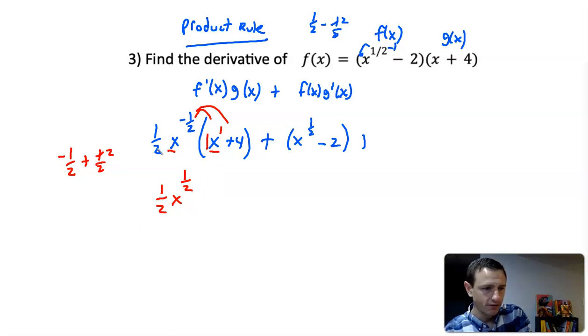And then we have 1/2 x to the negative 1/2 times 4. 4 times 1/2, almost said 4 to the 1/2. 4 times 1/2 is going to be 2. 4 divided by 2 is 2. And I don't have any x there, so x to the negative 1/2. Plus, and then x to the 1/2 minus 2 times 1 is just going to be x to the 1/2 minus 2.